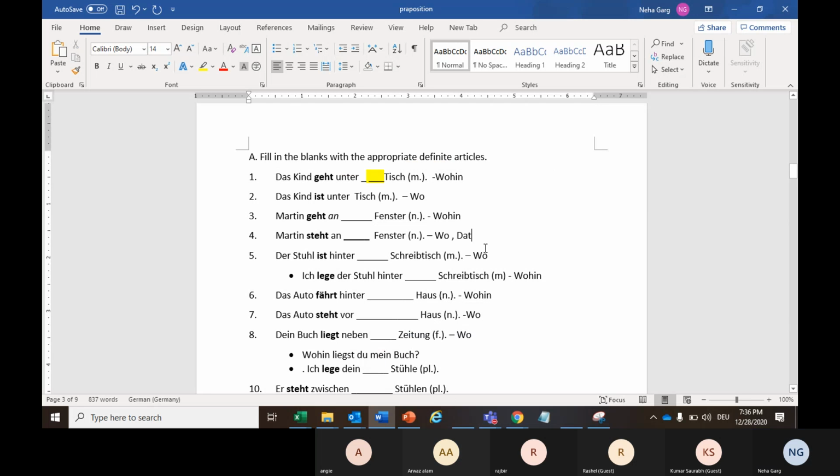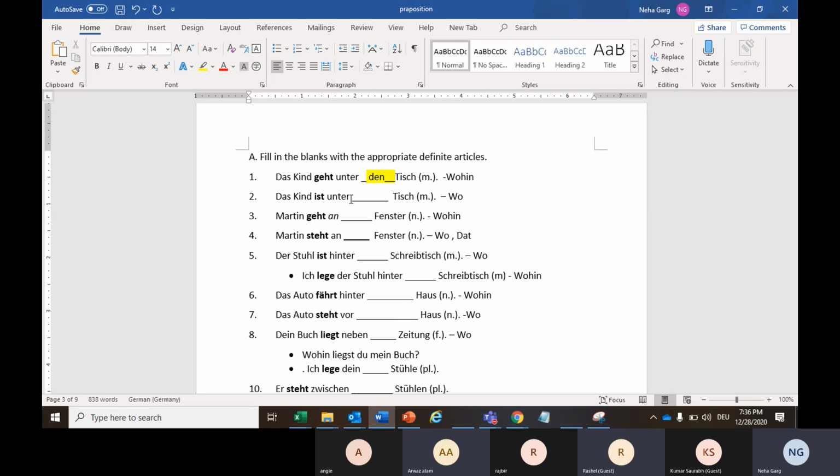Dentist. Unter den Tisch. So usually you have to read the whole sentence and then give the answer. So the sentence is: Das Kind geht unter den Tisch. Right? The child is going under the table. Since there is a movement, it's the wohin case. So unter den Tisch. Next.